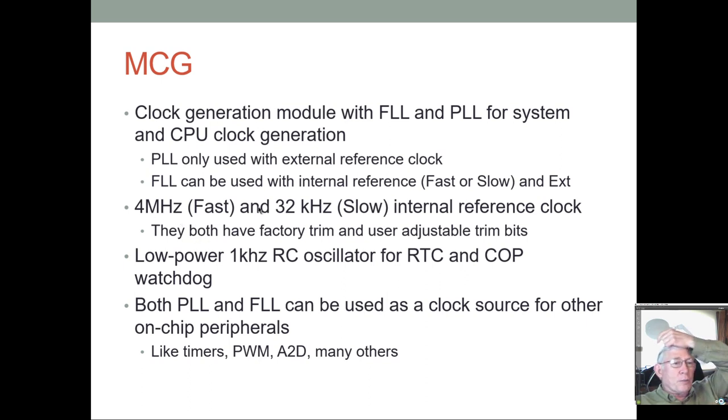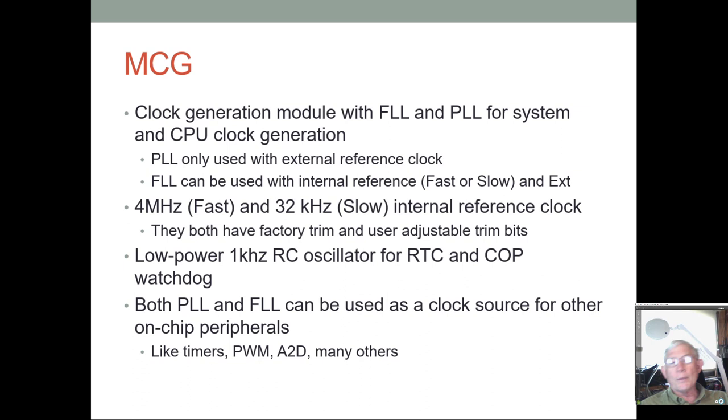You have the two built-in internal clocks, the 4 megahertz and the 32 kilohertz. And they do have factory trim and user adjustable trim bits. So you can tweak them. Now, why would you want to do that? Well, it turns out as these chips age, the clocks do change slightly, and that's why you might want to go back and trim them.